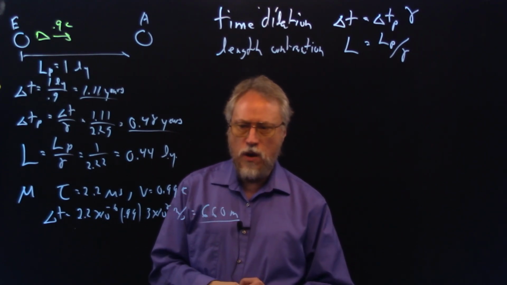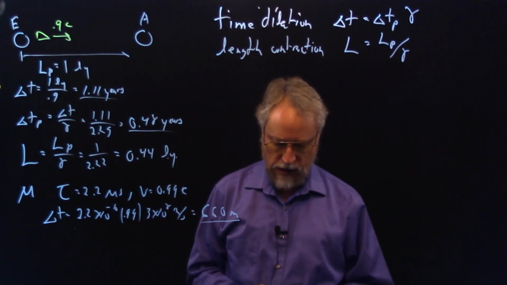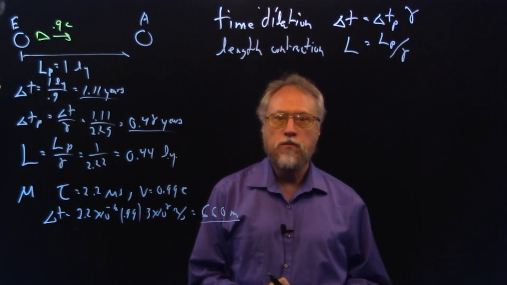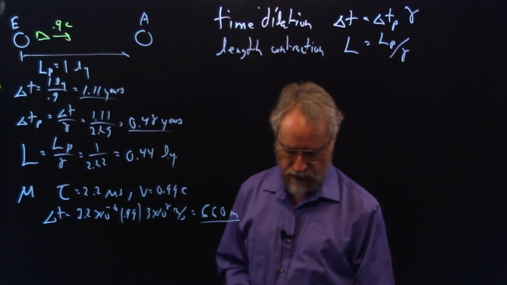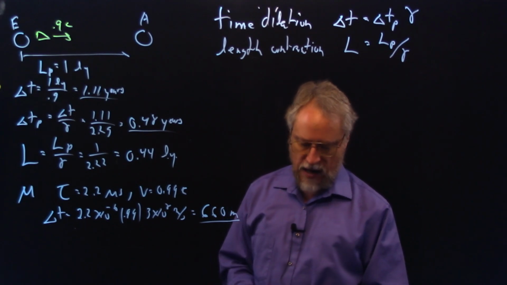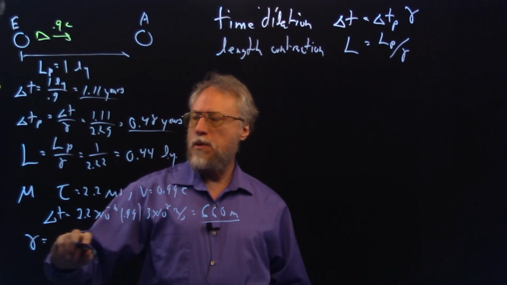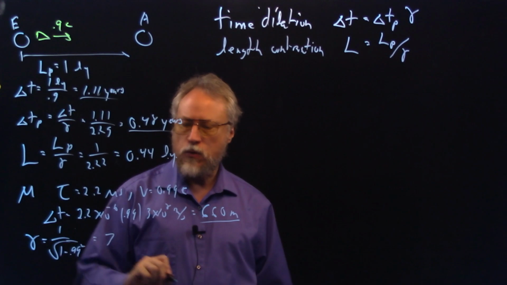Well, it turns out that we measure these muons. They are created in the upper atmosphere and travel downward. And so we can measure them at the Earth's surface, even though the Earth's surface is far more than 660 meters from where they originated. The reason why is that gamma is 1 over the square root of 1 minus 0.99 squared, which is about equal to 7.